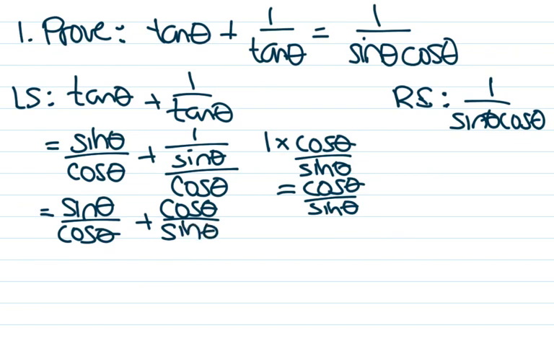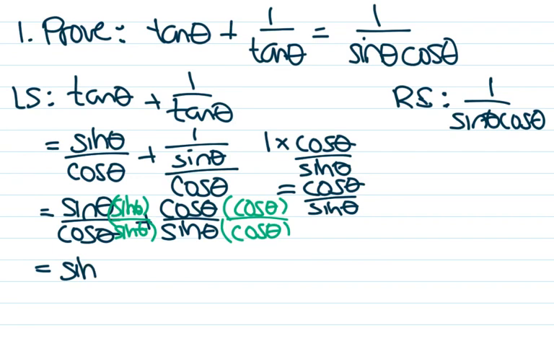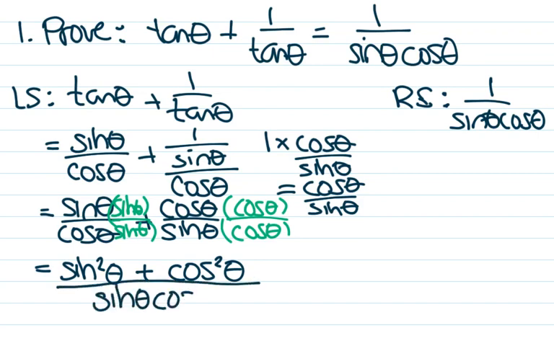Now, I simply have two fractions that I'm adding, but in order to add fractions, I have to have a common denominator. So my denominator is going to be cos theta sine theta. So this one needs to be multiplied by sine theta over sine theta, and this one needs to be multiplied by cos theta over cos theta. Now I'm left with sine squared theta plus cos squared theta, and they both have a denominator of sine theta cos theta.